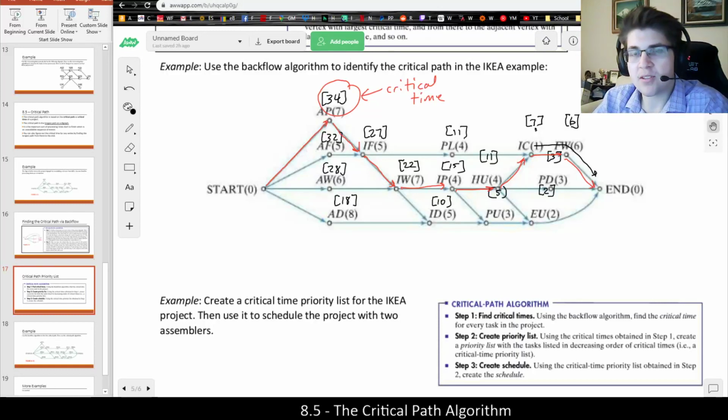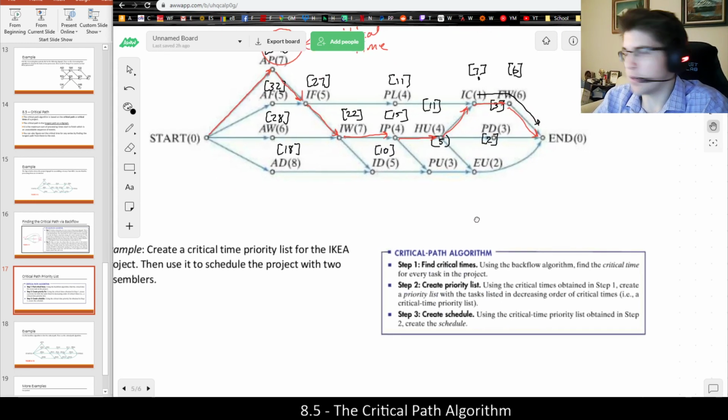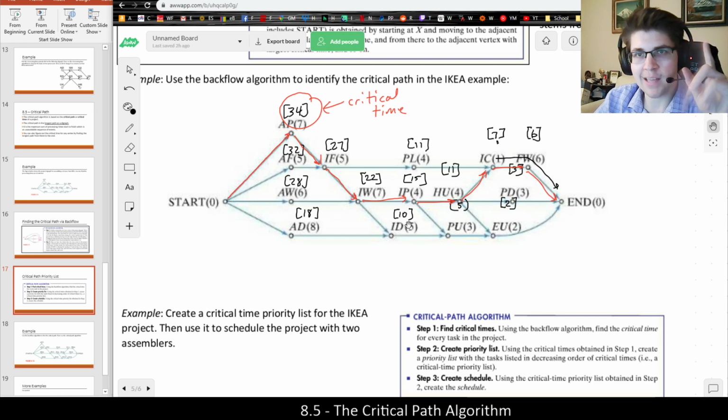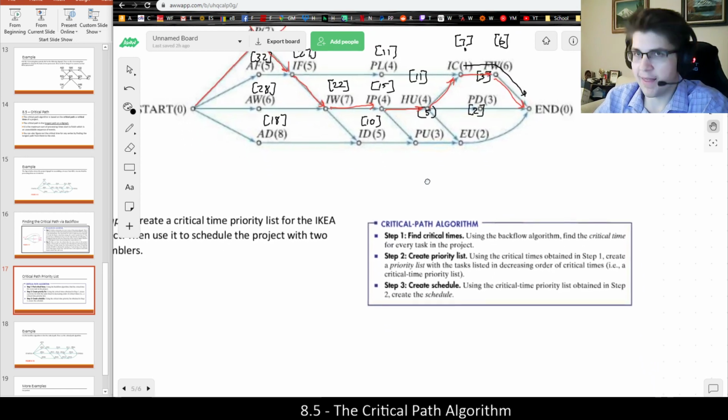In this video, we will be solving a scheduling problem by the critical path algorithm. The first step in using the critical path algorithm is to find all the critical times, as indicated using the backflow algorithm. That's what we did in the last video. In this particular example, which was putting together a drawer from IKEA, and we wanted to know how long it would take, we first found all the critical times, so that's step one when using the critical path algorithm.